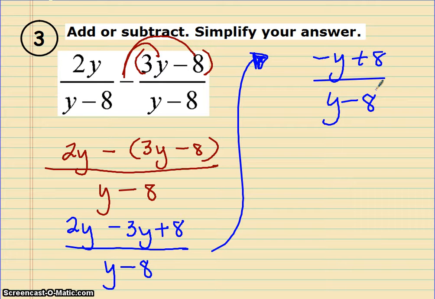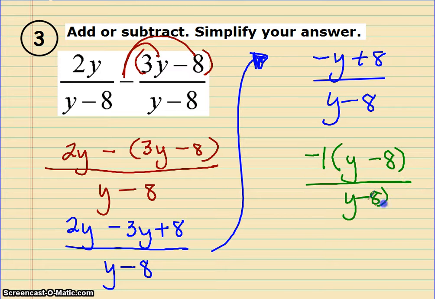Now my instinct is that I'm done here, but maybe there's more to do. It's kind of confusing. So I'm going to go ahead and see if I can factor anything out of this, and it doesn't look like I can do much, but it is a negative y, so maybe I'll pull out a negative 1, which will make that a positive y. If I divide, which is what factoring is, just a weird kind of division, if I divide positive 8 by negative 1, I'll get negative 8. And so then I have this. Well, these two are the same, so they cross off, and my answer is negative 1, which seems really odd.